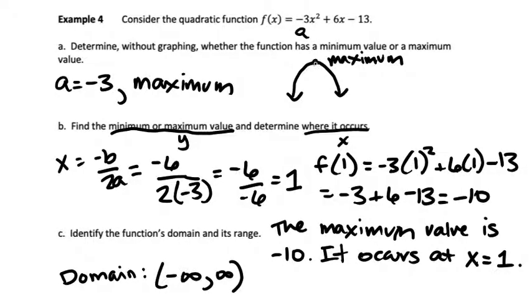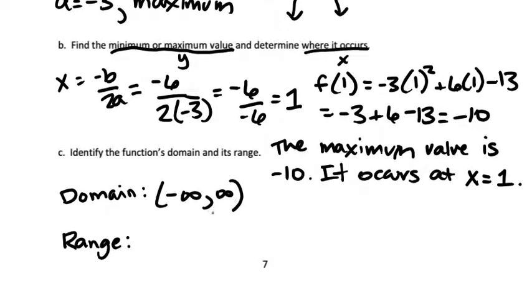Because it has a maximum value, the range is going to go from negative infinity up to the y-coordinate of this point. What's the y-coordinate of this point? Negative 10. So my range is going to be negative infinity, comma, negative 10. And with parabolas, with quadratic functions, we always include that endpoint, so it's a square bracket around that. Remember, infinities always have parentheses. So my range is negative infinity to negative 10.